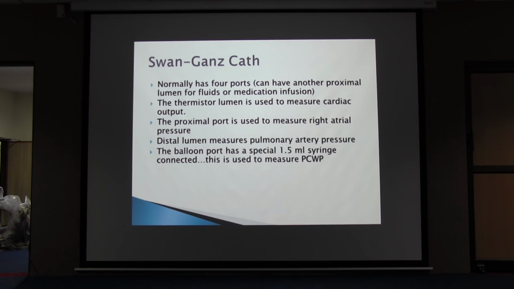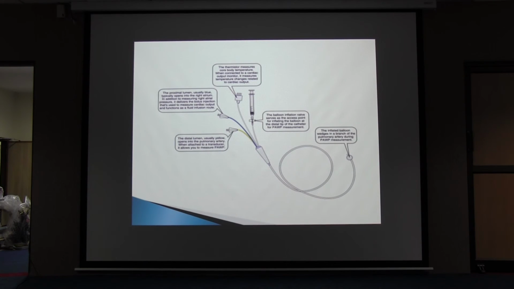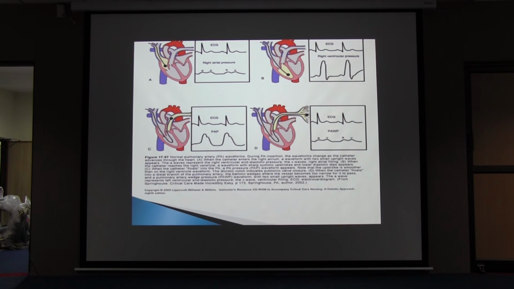Just go through this. And how can we measure all these things? With the help of a Swan-Ganz catheter, and it has four parts. One part is to inflate the bulb, and the second is to assess the central venous pressure. The third is to measure the cardiac output, and the fourth is to measure the pulmonary arterial pressure and the pulmonary capillary wedge pressure.